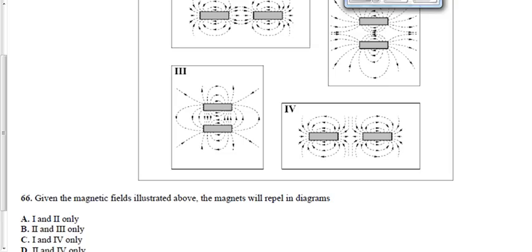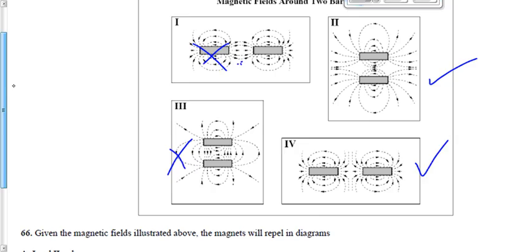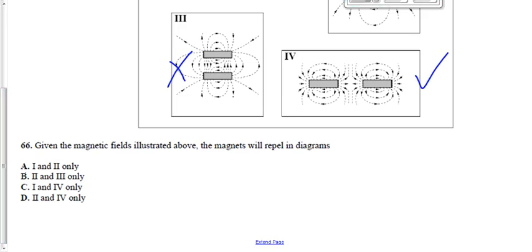Yep. Good, when the field lines don't join up. So this one's out because the field lines join up there. This one looks like it repels because the field lines don't seem to join up. This one, field lines join up, going to attract. This one, the field lines don't join up, so they're going to repel. So our answer is 2 and 4? Yeah. Options 2 and 4, D. How many people got that one? Good. Excellent.